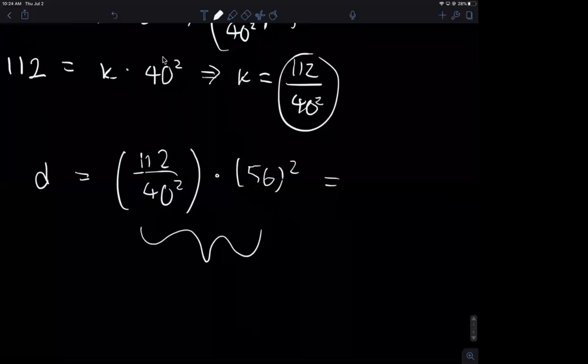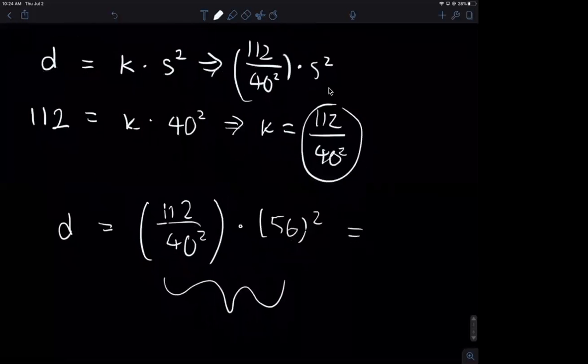Wait, so speed squared is part of the formula, right? So we wrote that distance equals some constant k times s squared. I have a question on 22. All right, so one second.